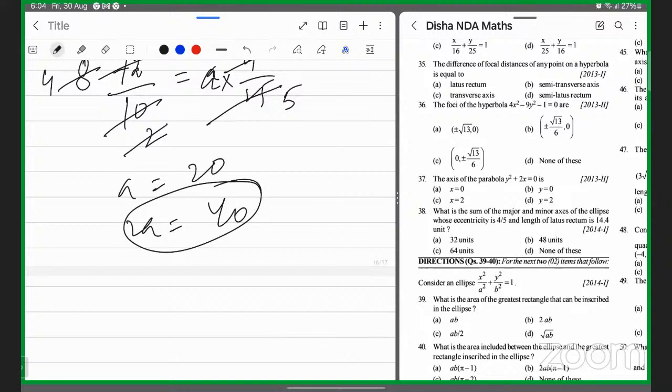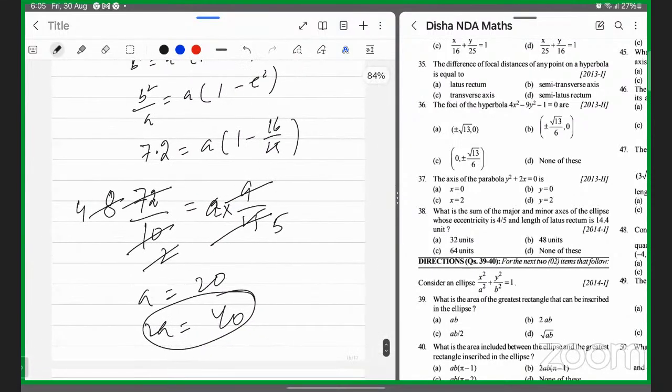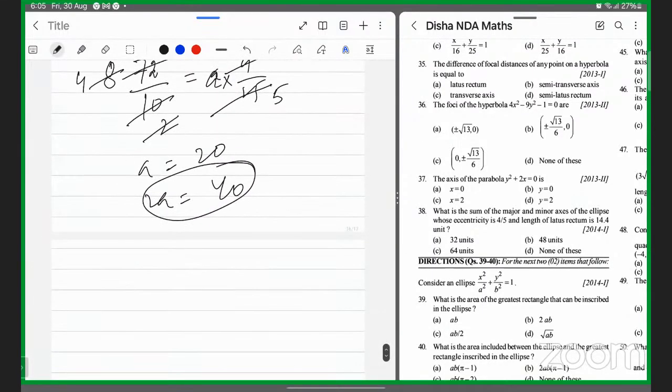So the major axis length is 40. What is in the question? Oh, sum of major and minor. So I have to find B also.